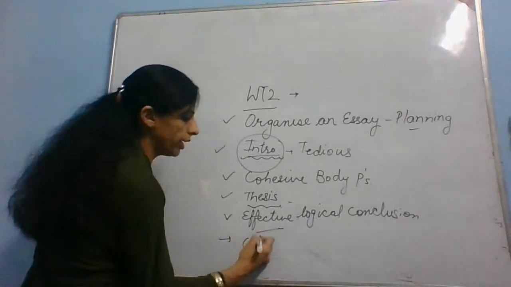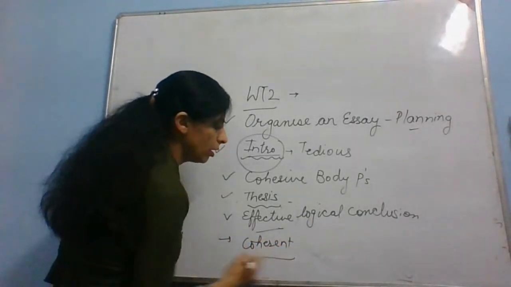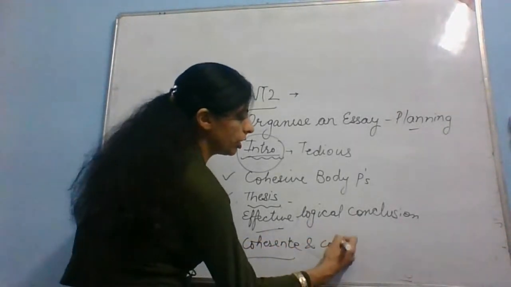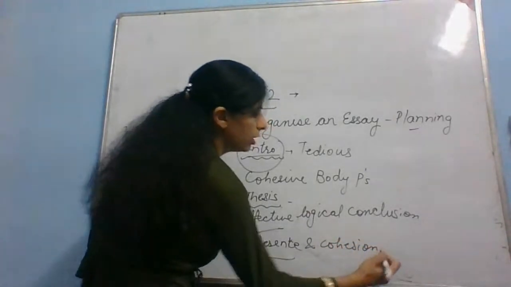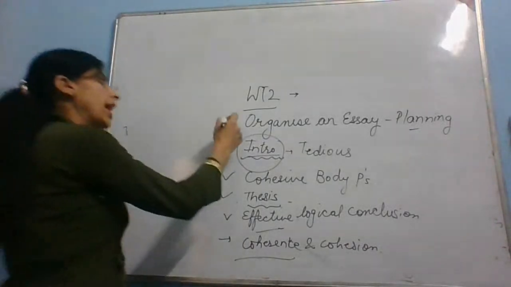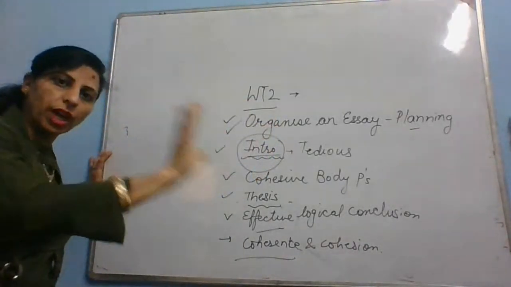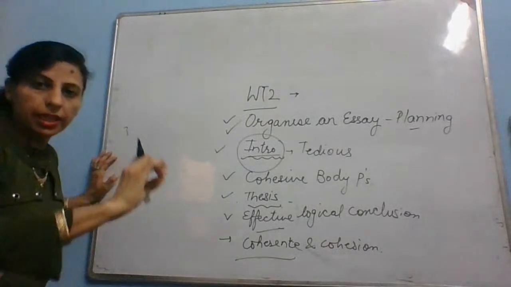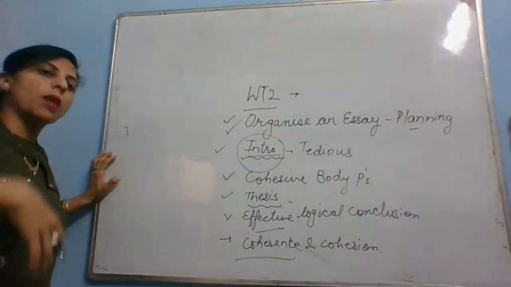And coherent means the coherence and cohesion are a must. These few things you must think before writing an essay, and planning is the main part. If you have done it in the right way, you will definitely get bands above 7, above 8.